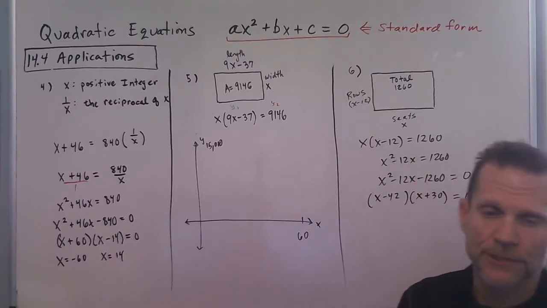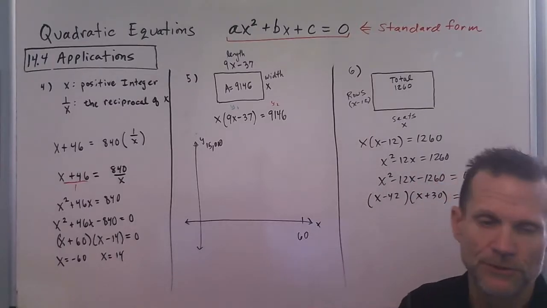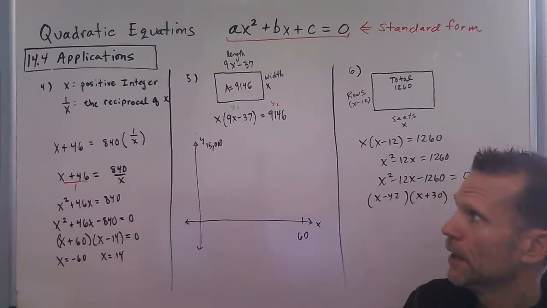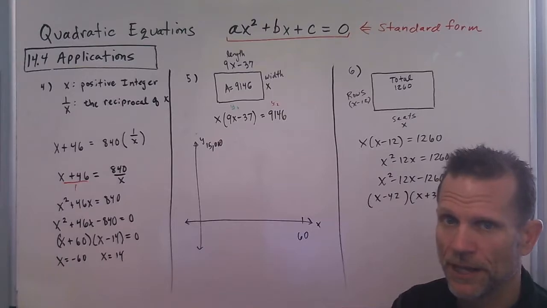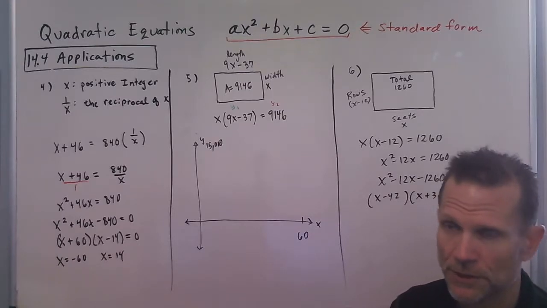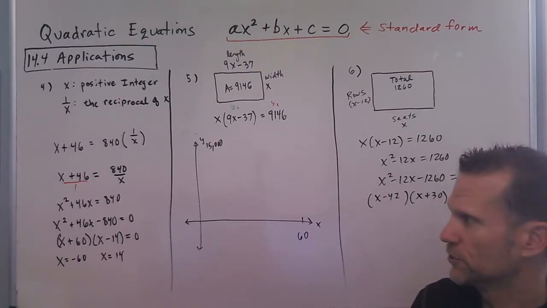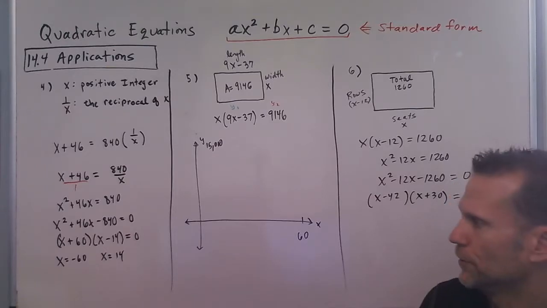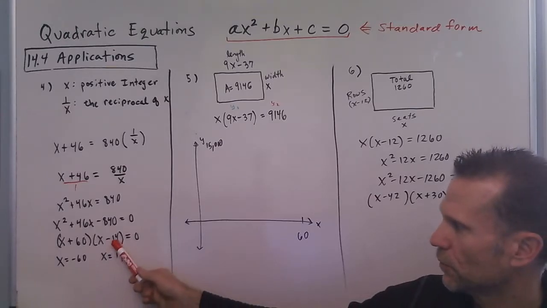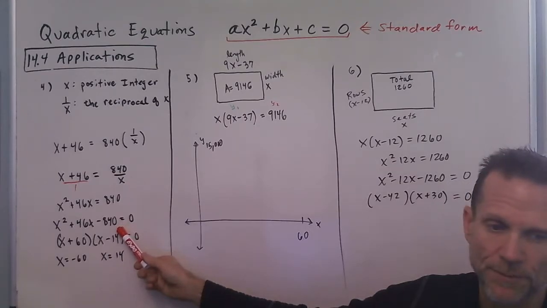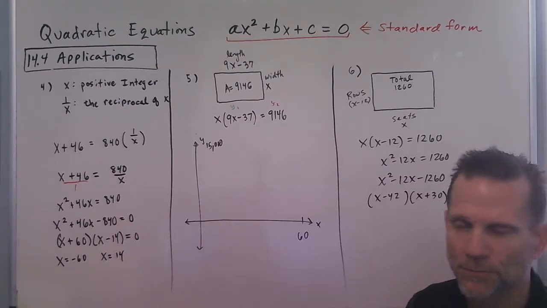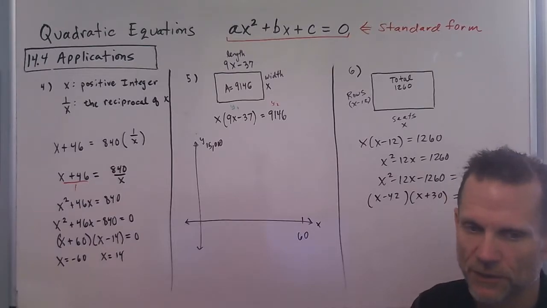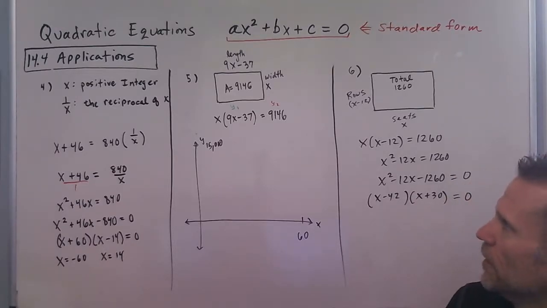Okay, looking at the next three problems on applications in 14.4, remember again, the hardest part is going to be deciphering the language and setting up the equation. And then once you have the equation set up, you can usually use factoring, or you could use the quadratic formula from right here, or you could even use a graphing program like Desmos on the internet, or your TI-84.